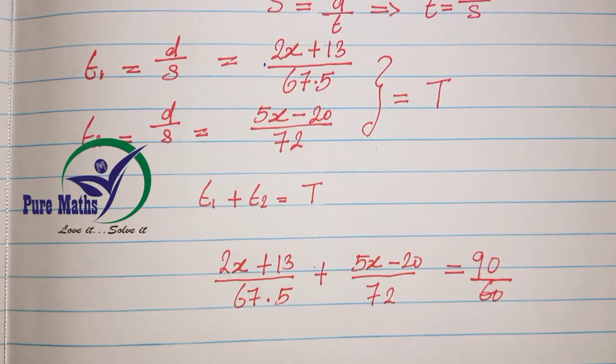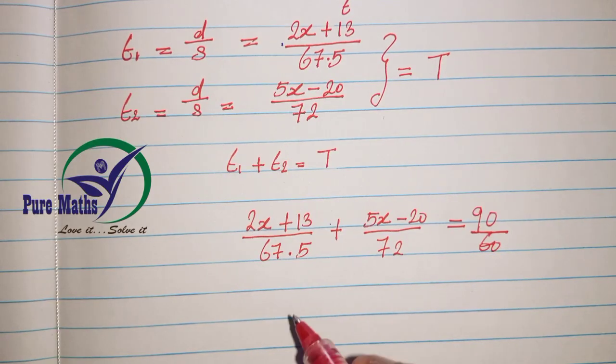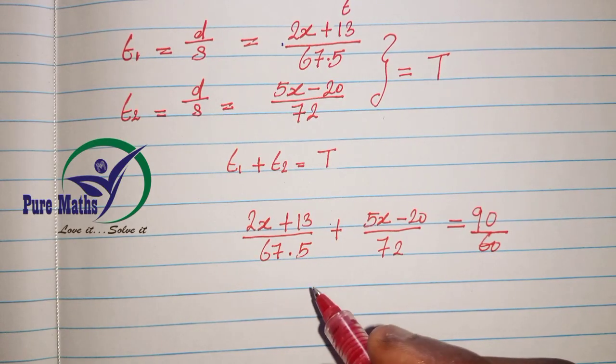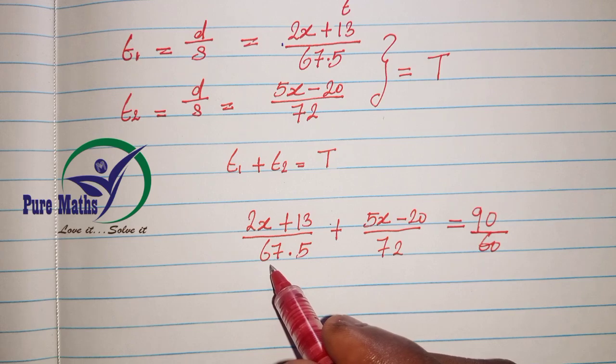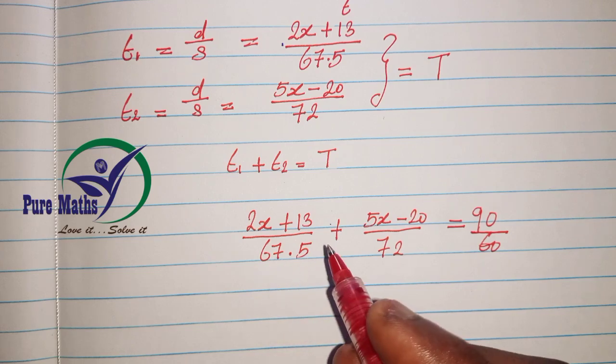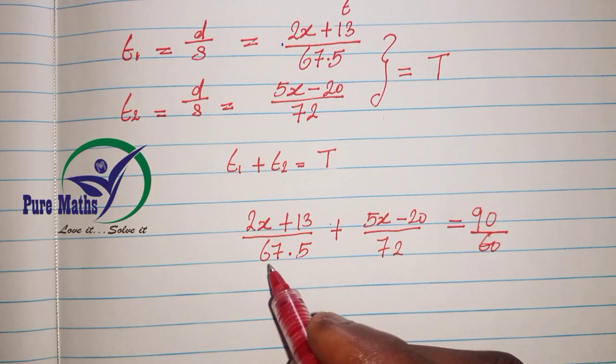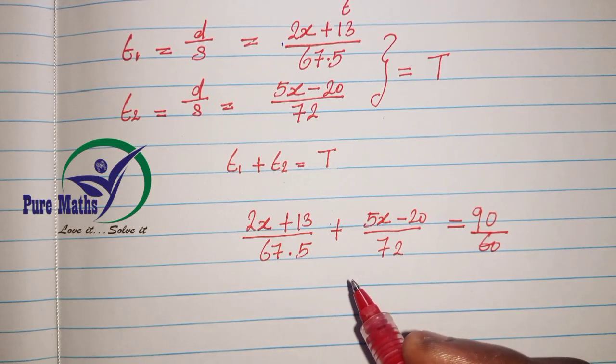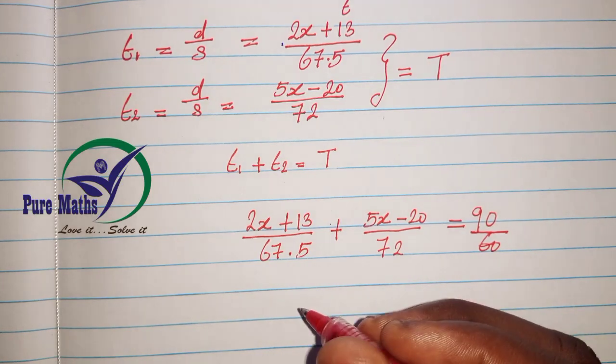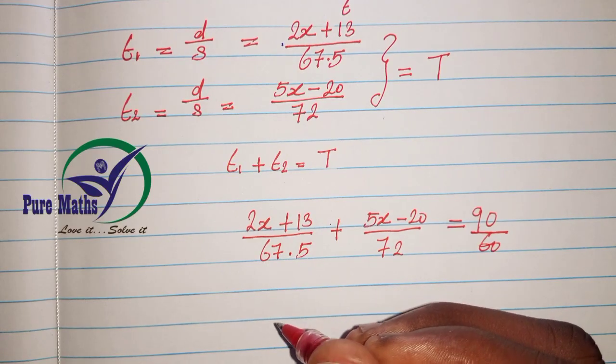So let's solve. The first thing we need to do here is to change our denominator, 67.5, into a fraction so that it will be very easy for us to solve. Now you can solve it using decimals, but it's going to be very complicated. So I want to change it into a fraction so that it's going to be very easy for me to solve.